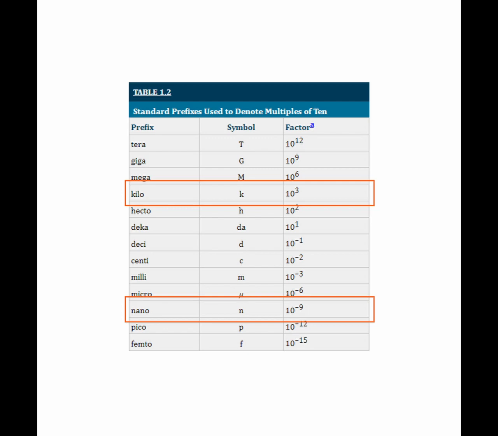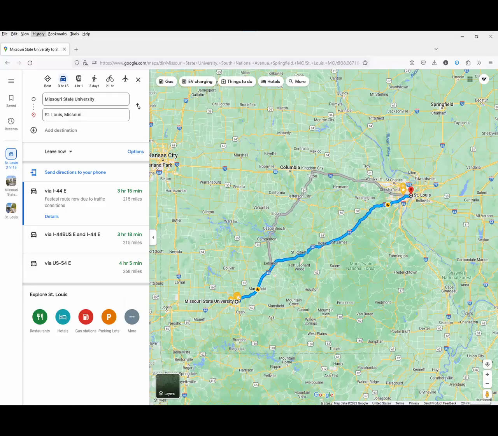For example, the distance between two cities are often measured in kilometers, while the technologies for making computer chips are described in nanometers. You will find the prefixes kilo, which is 10 to the power of 3, and nano, which is 10 to the power of negative 9, in table 1.2. Now, I bet you don't know the distance between Springfield and St. Louis in kilometers. Well, neither do I, but that's okay, as we can convert from one to the other.